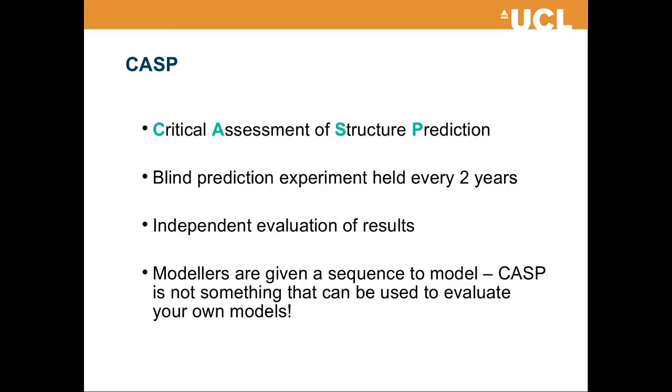Now, just to point out, because this is a mistake that people have made in the past, that CASP is not something that can be used to evaluate your own models. That's the things like Q-mean and Anolea that I mentioned in the previous slides, or calculation of your RMS deviation once you know what the answer is. CASP is simply an experiment where they use approaches like that in order to evaluate how well people have done.